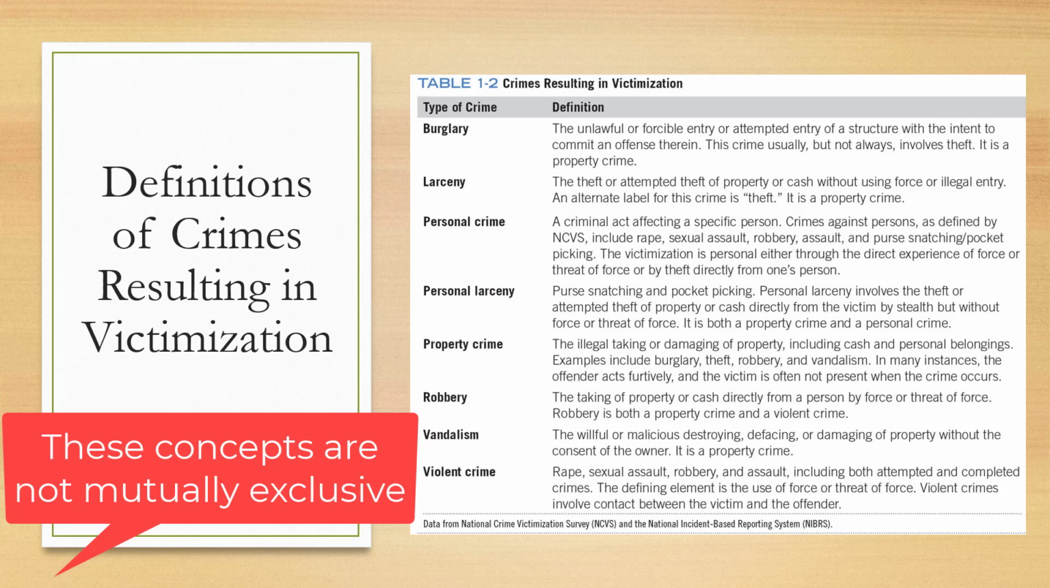So when you pickpocket from someone, that's a property crime or personal larceny. But if you hold a gun up to someone's face and then take their stuff, that's robbery, right? And then violent crimes. These can include anything that violates someone's personal space or creates some sort of harm or threat of harm to them.